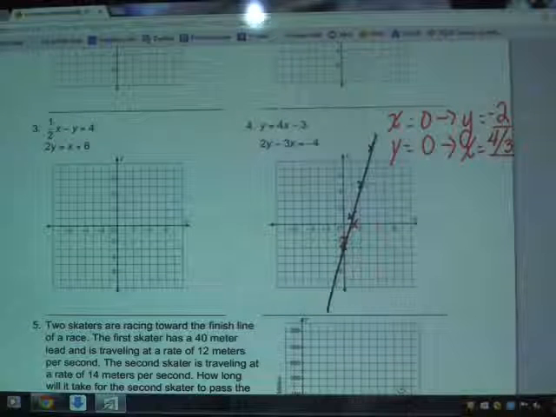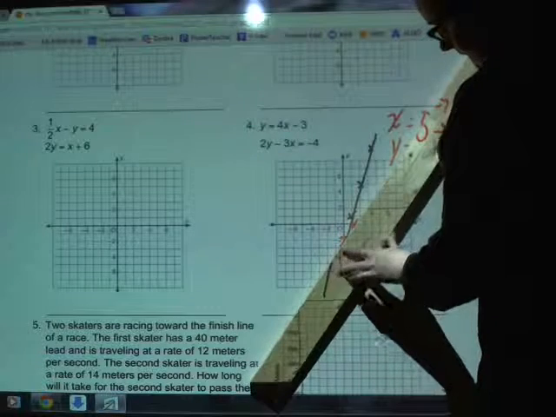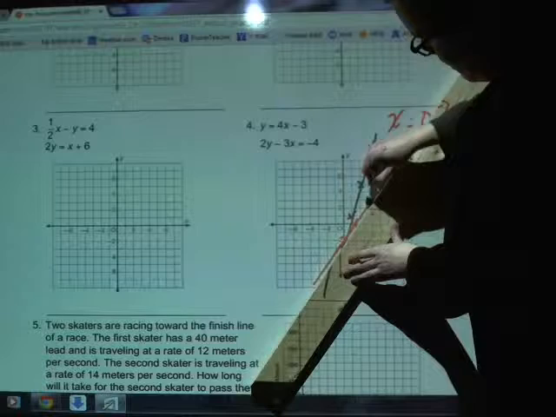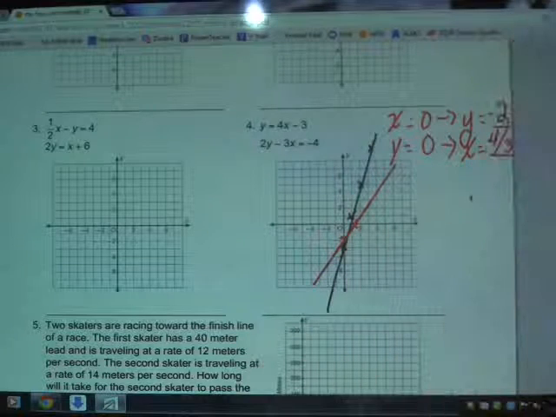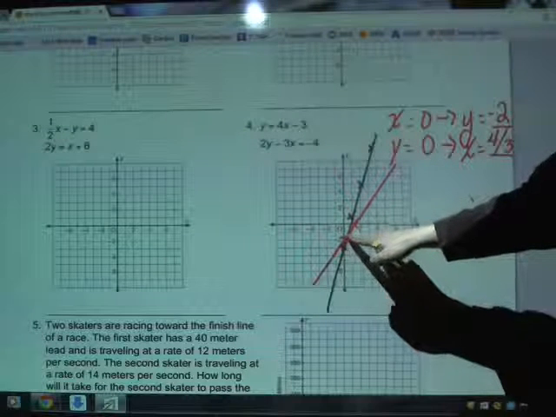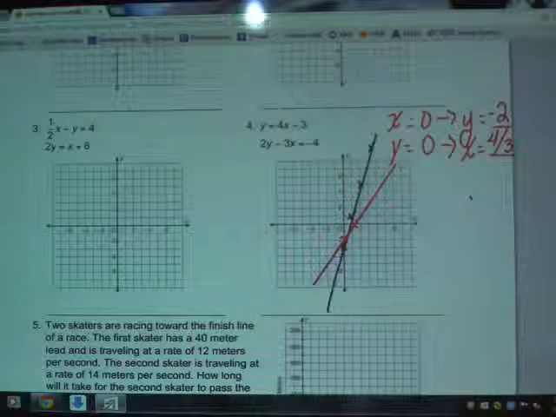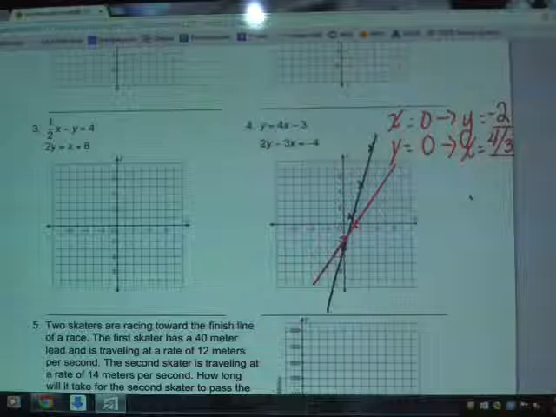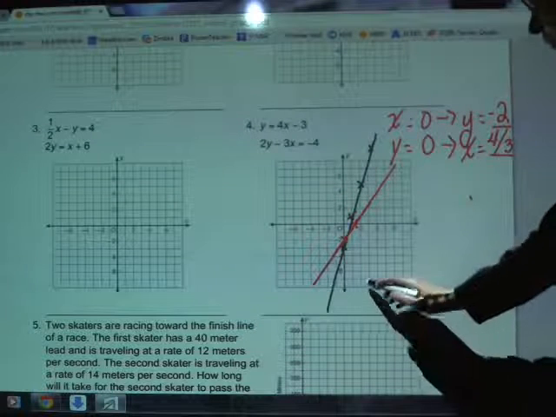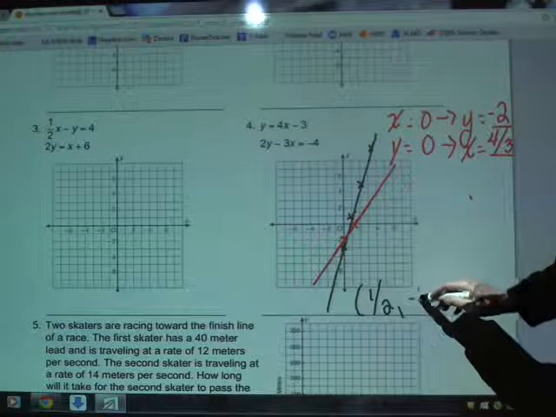And once you plot your intercepts, again, you want to go ahead and connect your points here. As I connect my points with my straight edge, I get something that looks about like that. So the point of intersection I see is right about in here. Looks like it's at about a half, comma, negative 1.5. Since that's what we're seeing here, that's what we're going to write down as my solution. The point of intersection happens when x is 1/2 and the y value is negative 1.5.